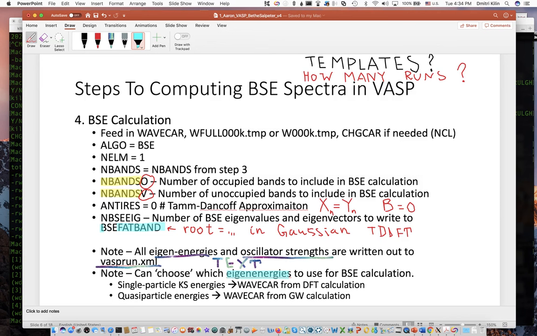And that's just a comment on how you can choose or look at how different inputs affect your calculations. Next slide.